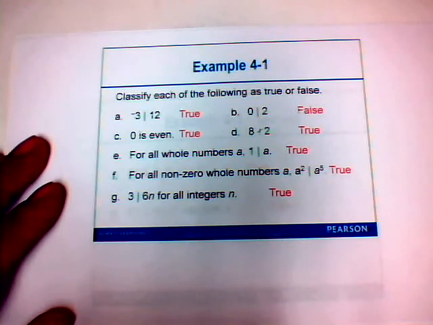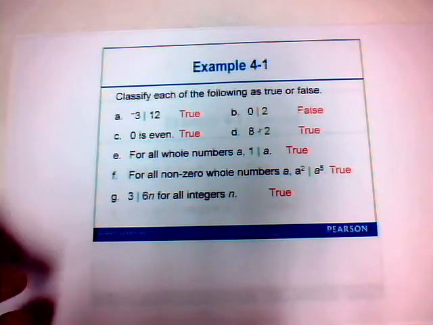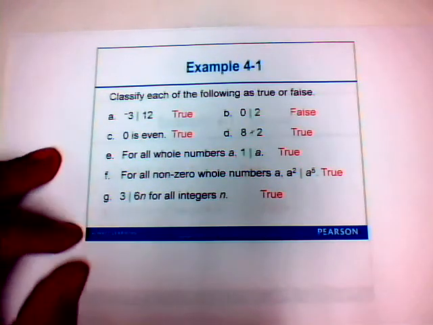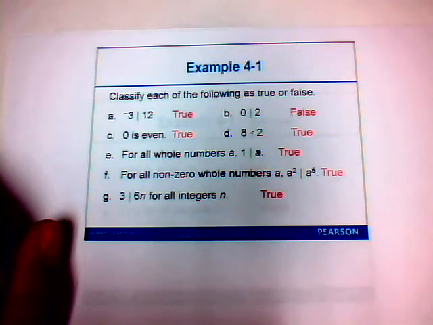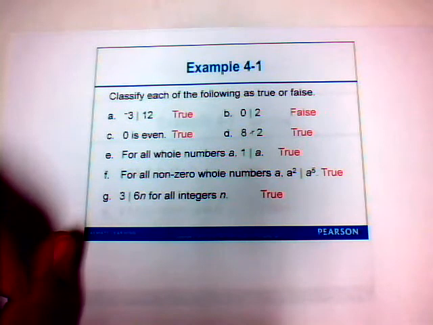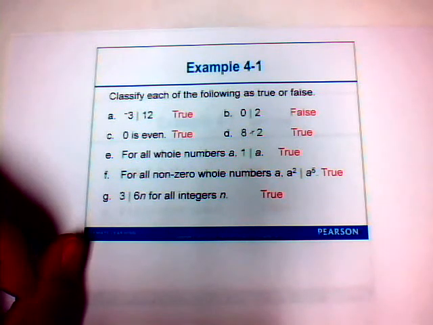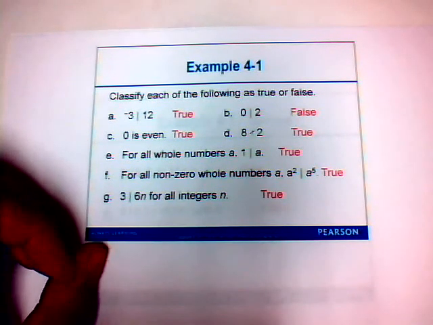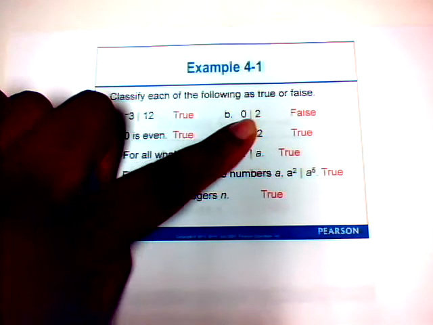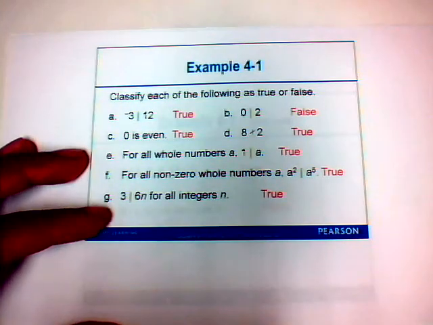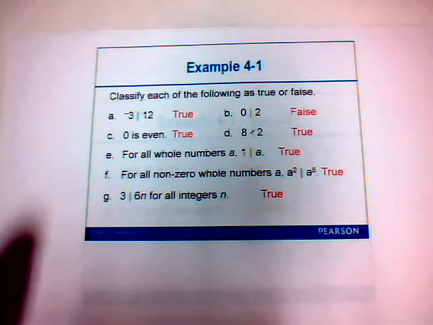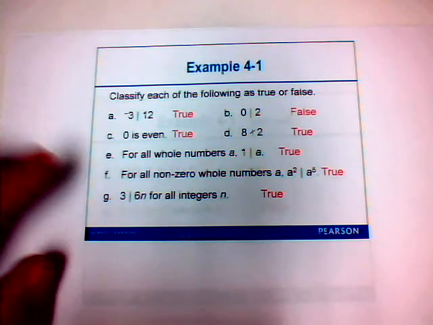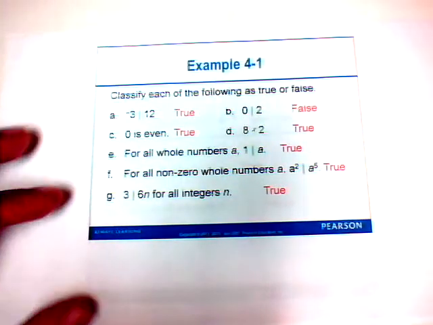Let's look at some examples here, and we're going to classify each of these as true or false. In part A, negative 3 divides 12, which is true because we can divide negative 3 into positive 12 to get negative 4. Part B, 0 divides 2. That's a false statement because there's no number multiplied by 0 that's going to give us an answer of 2.